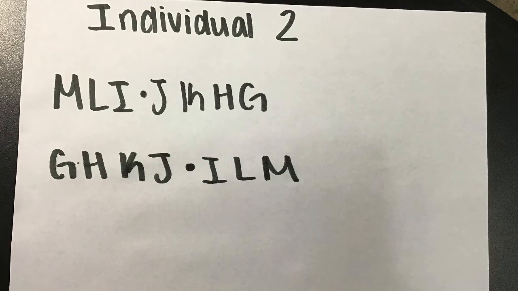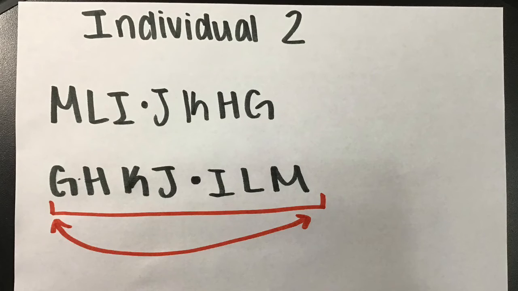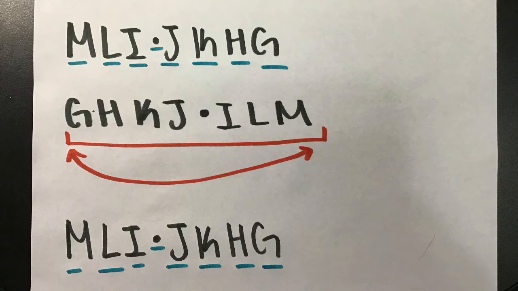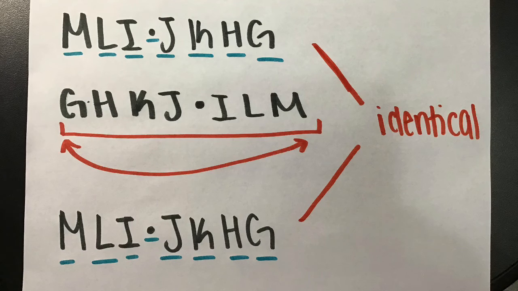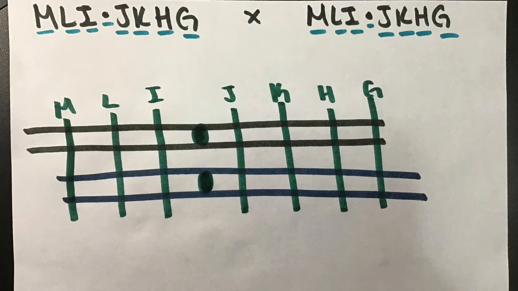Individual 2 has the following chromosomes, MLI.JKHG and GHKJ.ILM. The dot in both represents the centromere. GHKJ.ILM can be flipped to be MLI.JKHG. When comparing the two chromosomes, there is no chromosome aberration present. No loop will be needed for this cross, and the chromosomes can be a simple line. 2 sister chromatids per strand and homologous regions need to line up.